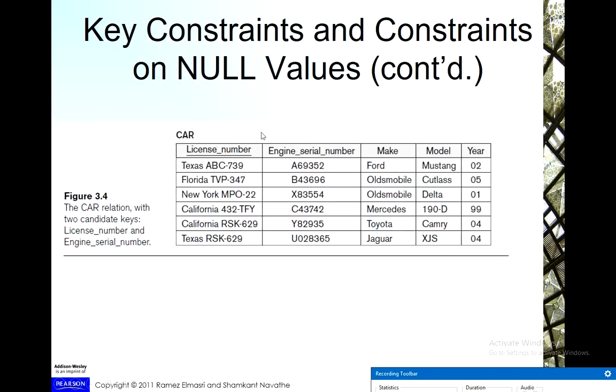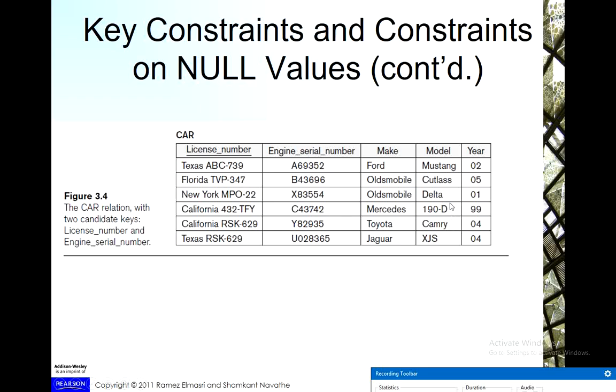For example, here we have the car. A car has two different candidate keys, like license number and engine serial number. Unique, every one unique. That means no one of them is repeated. But the one that is underlined is considered to be the primary key. Although this one also could be a primary key, it is not underlined, so it is not a primary key. It is still a candidate key.